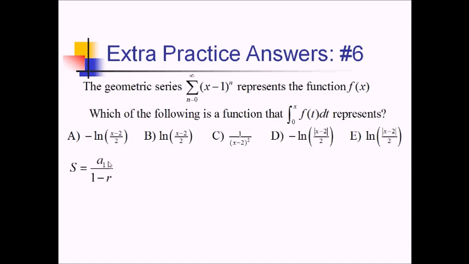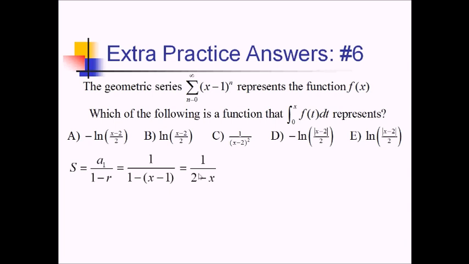a1 in this case, that's our first value we would get if we plugged 0 in for n. That would just be 1. And then r is whatever I keep multiplying by over and over. So that's this x minus 1 piece here. So then I have 1 over 1 minus (x minus 1), which would probably be helpful to simplify. So this ends up being, let's see, this is going to be a +1, so 1 over (2 minus x).